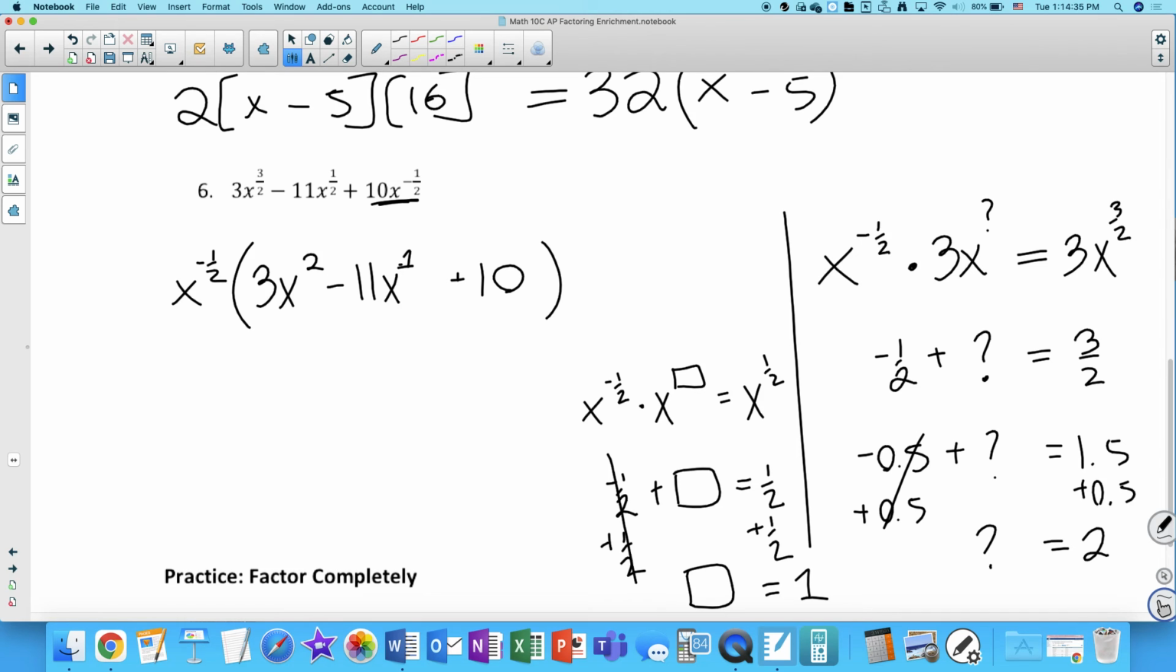So what's left is a trinomial of the form ax squared plus bx plus c. And so we have to see if that is factorable, okay? So here we're looking at a and c being 3 and 10. So we need two numbers that multiply to 30 and add to b, negative 11. Negative 5 and negative 6.